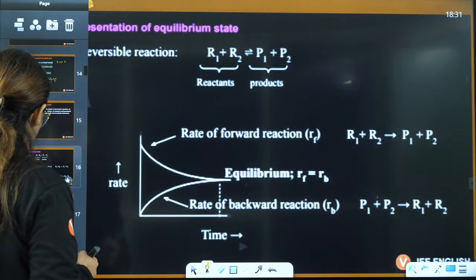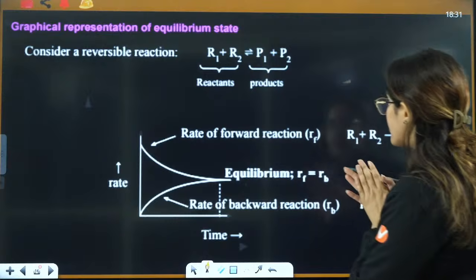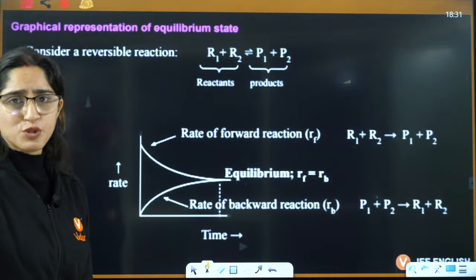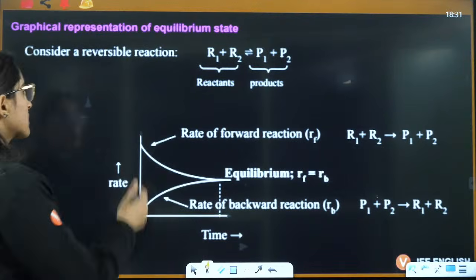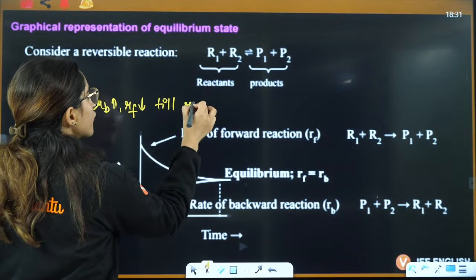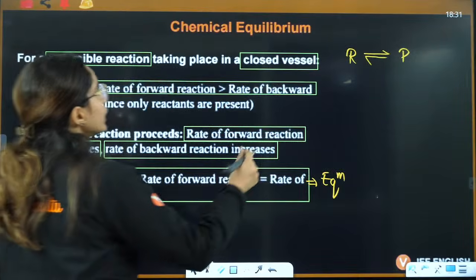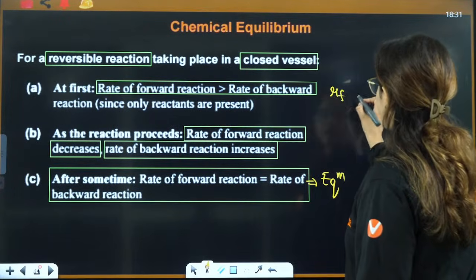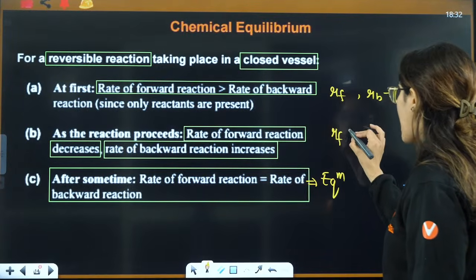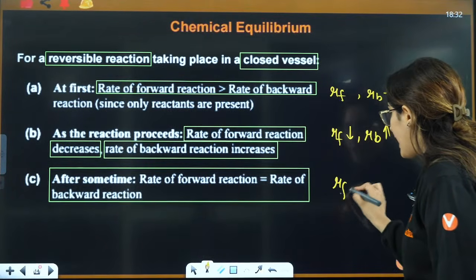This is a very important thing, guys. Firstly, we are discussing forward and backward reaction rate. As the reaction proceeds, rate of backward reaction increases and rate of forward reaction decreases till rate of forward is equal to rate of backward. We discussed three steps. Initially you will have only rate of forward reaction. Rate of backward reaction will not exist. Then rate of forward reaction will start decreasing, rate of backward reaction will start increasing, till at equilibrium rate of forward and backward reaction become equal.